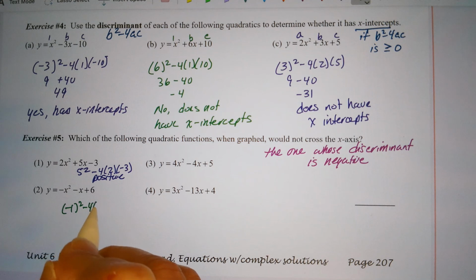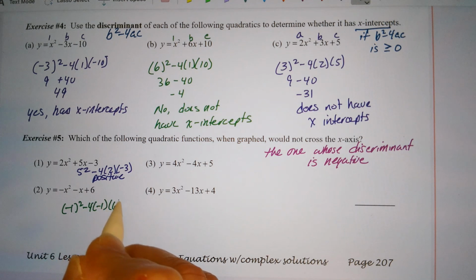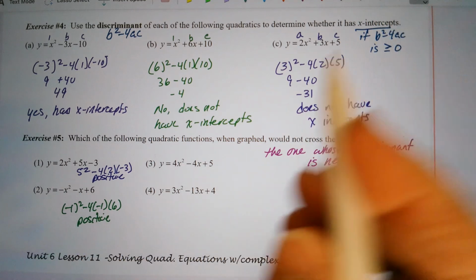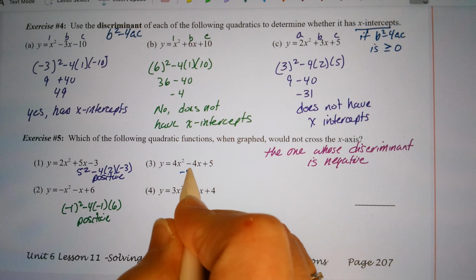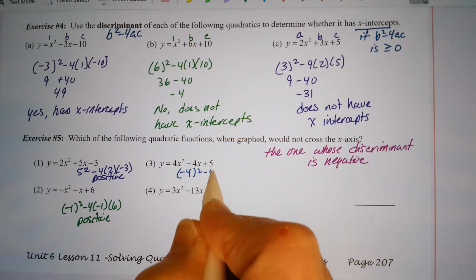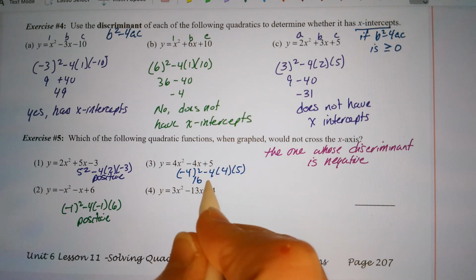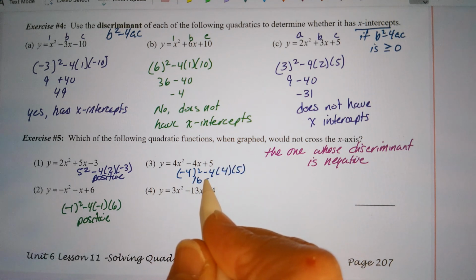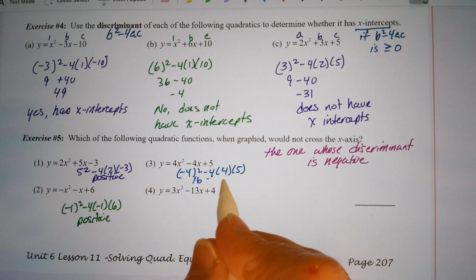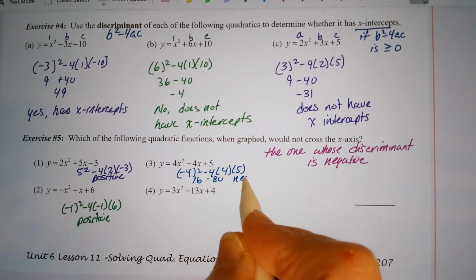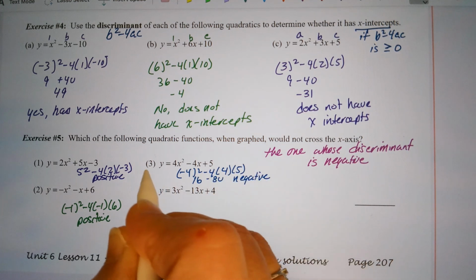Negative 1 squared minus 4 times negative 1 times 6. This also is going to be positive because the double negative there makes it a plus. Negative 4 squared minus 4 times 4 times 5. This is the one, right? This is going to be 16 minus 20 times 4, which is 80. Yeah, this one is negative. So choice 3.